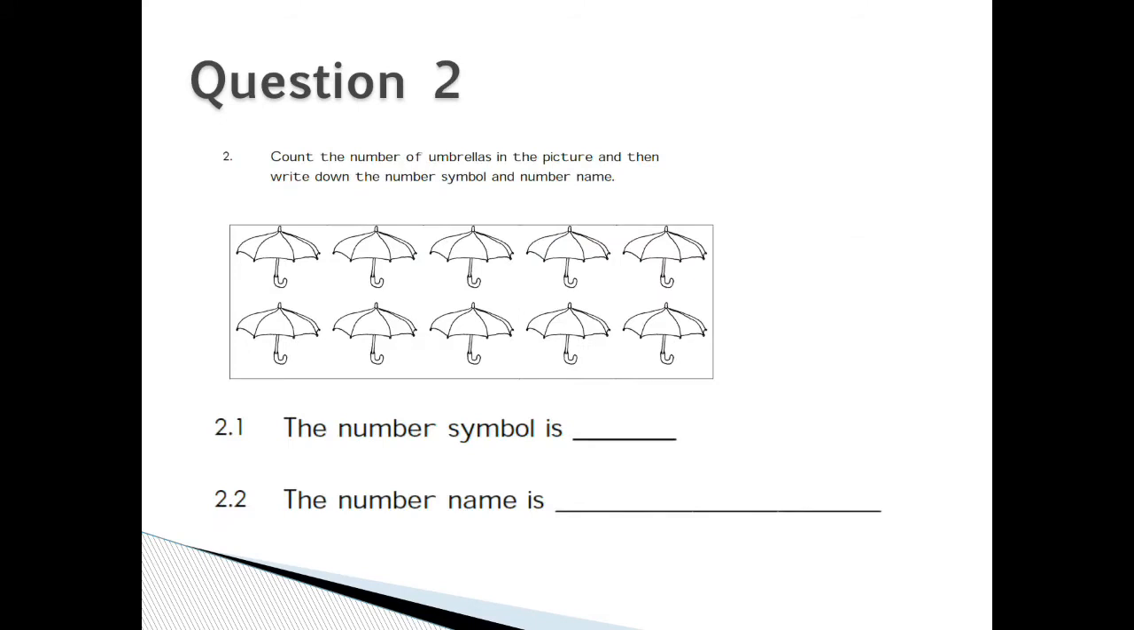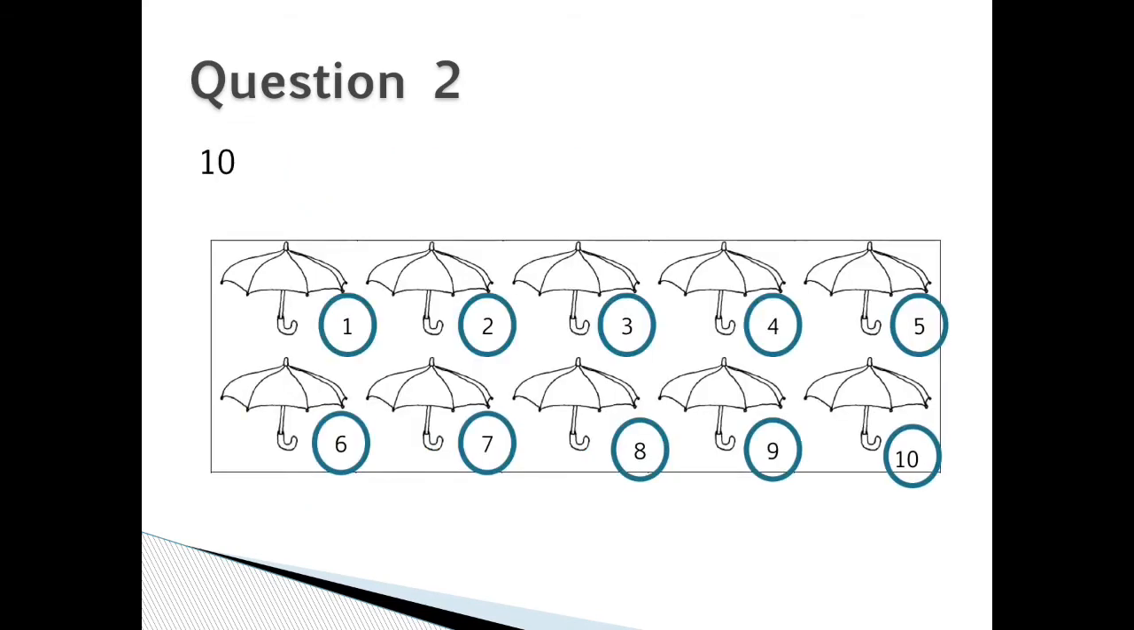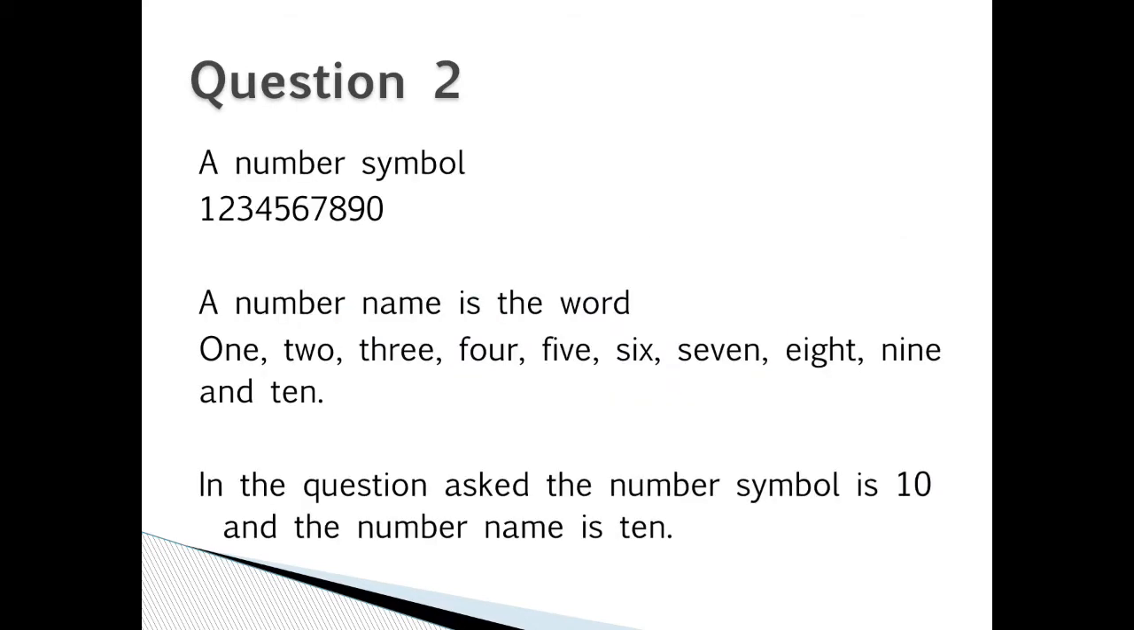Question 2. Count the number of umbrellas in the picture, then write down the number symbol and the number name. 2.1. The number symbol is. 2.2. The number name is. The number symbol is 10. There are 10 umbrellas. 1, 2, 3, 4, 5, 6, 7, 8, 9, and 10.